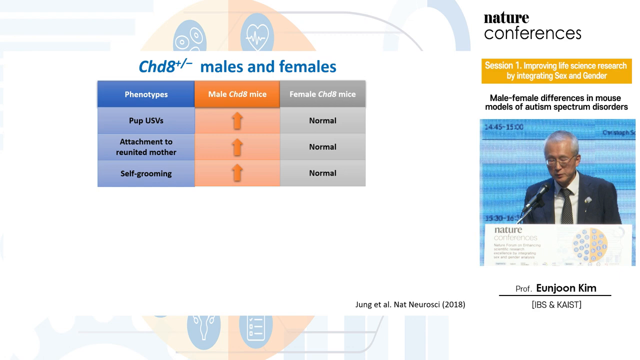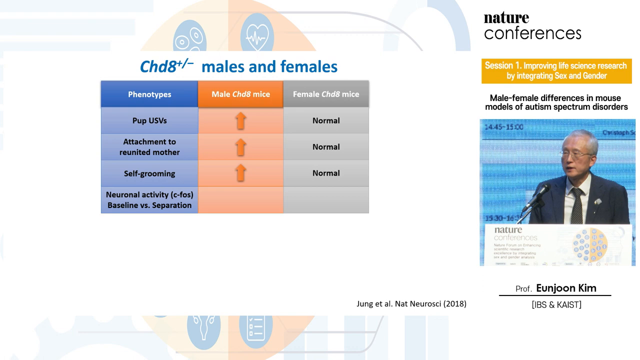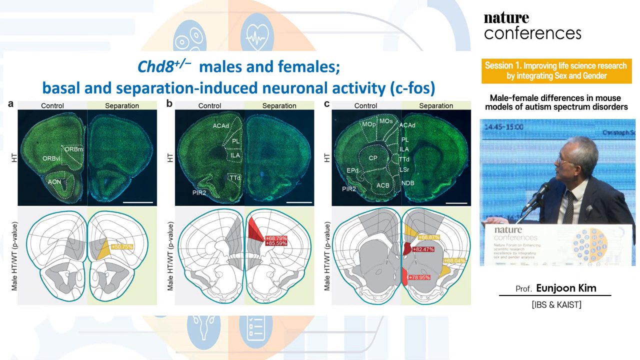To this end, we measured neuronal activity by c-Fos staining on the baseline and also mother separation conditions. This is the result from male mice. On the baseline condition without mother separation, we don't really see any differences in the neuron activity in multiple brain areas. But upon mother separation, we could see several brain regions that show increased neuron activity.